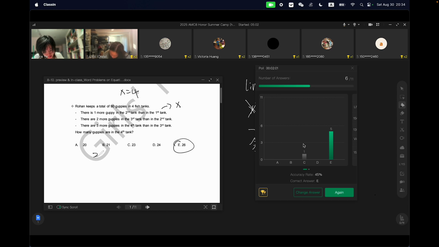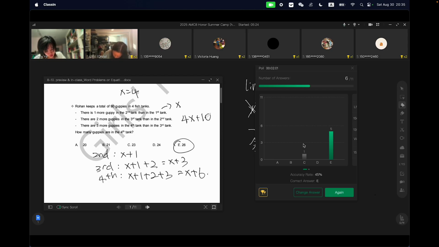Then in the second tank, there will be x plus 1. And in the third tank, it will be x plus 1 plus 2, which is x plus 3. In the fourth, it would be x plus 1 plus 2 plus 3, which is x plus 6. So adding it all together, we have 4x plus 10 equals 90, and x is equal to 20. So the fourth tank would have x plus 6, which is 20 plus 6 equals 26. So that would be our answer.